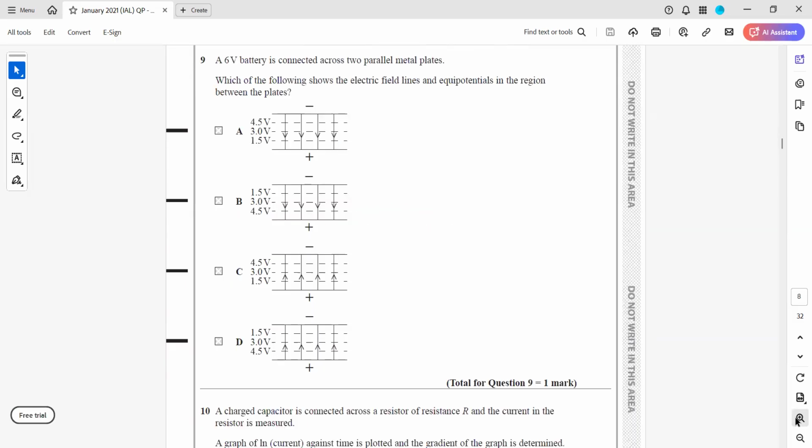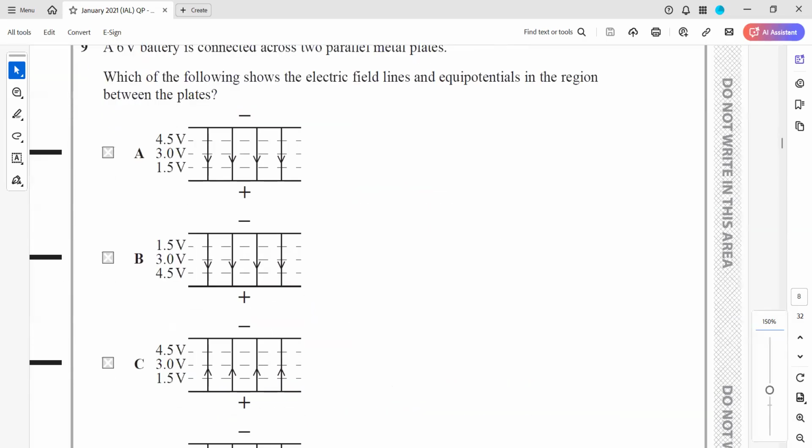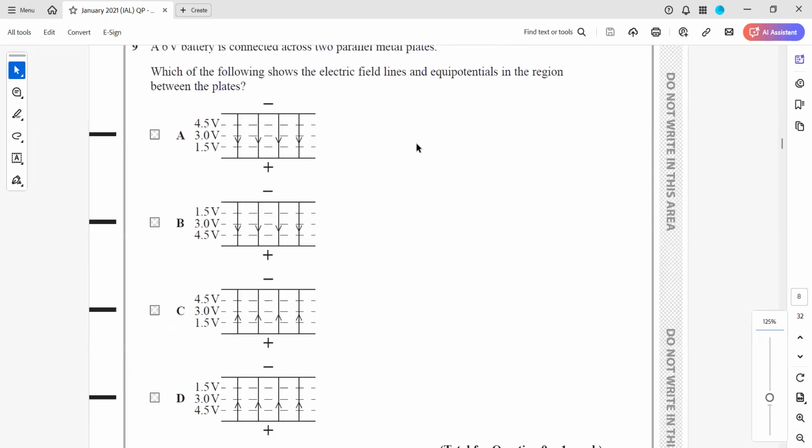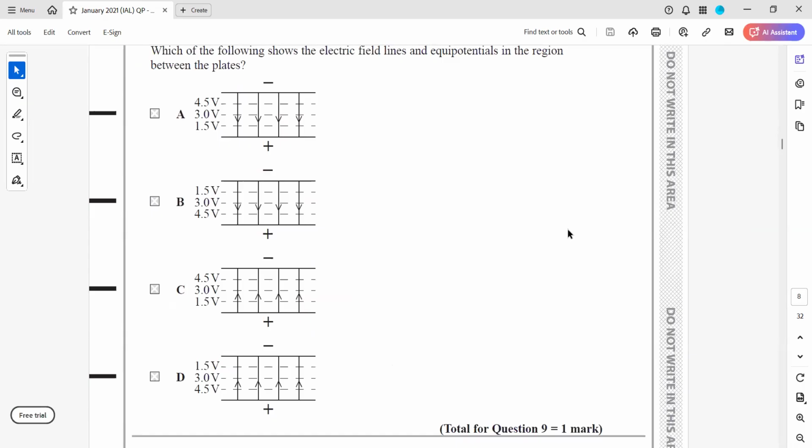Question 9: a 6-volt battery is connected to two parallel plates. Which of the following shows the electric field lines in the region? As I mentioned, the higher one is always the positive one. So this is 4.5 and this is 4.5. So this is correct.